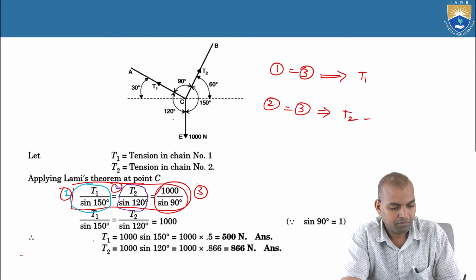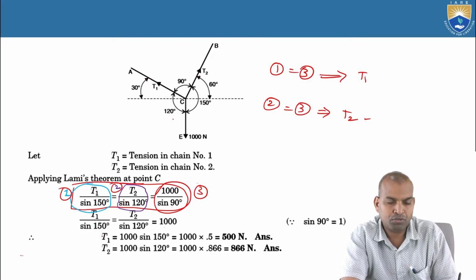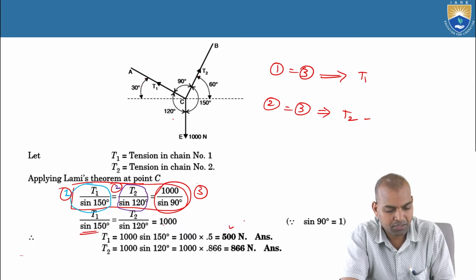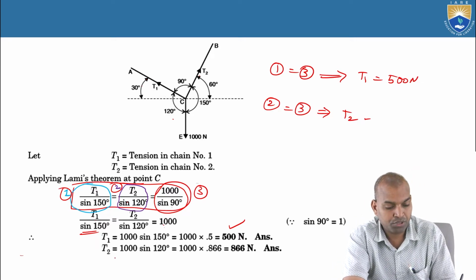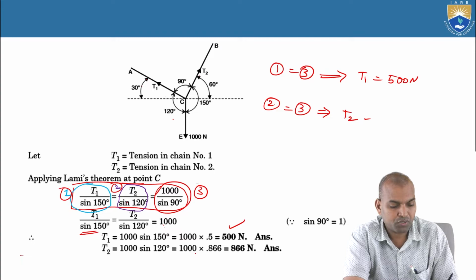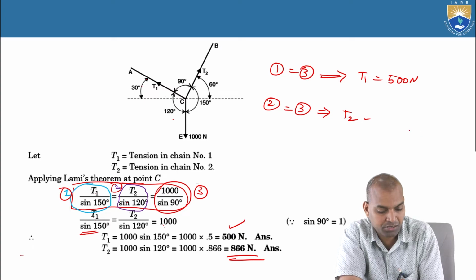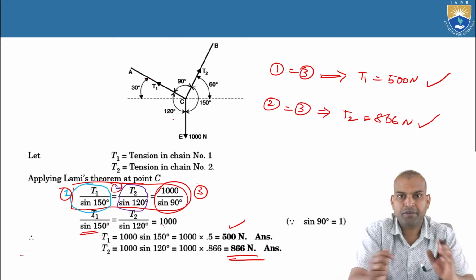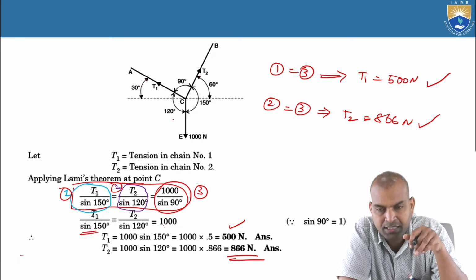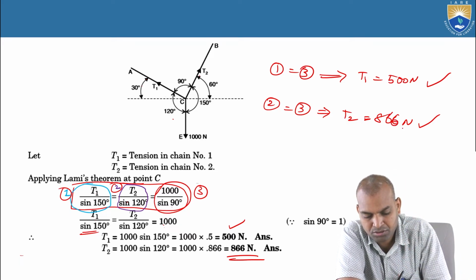Now, T1 by sine 150 equal to T2 by sine 120 equal to 1000. T1 equal to 1000 times sine 150, that is 500 newtons. T1 is obtained as 500 newtons. What about T2? T2 equal to 1000 times sine 120, that is 0.866, that is 866 newtons. T1 is obtained as 500 newtons. T2 is obtained as 866 newtons.